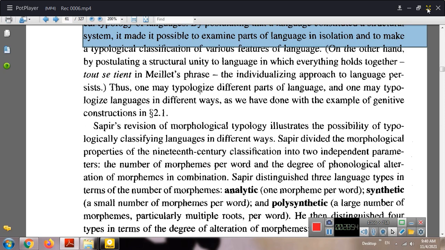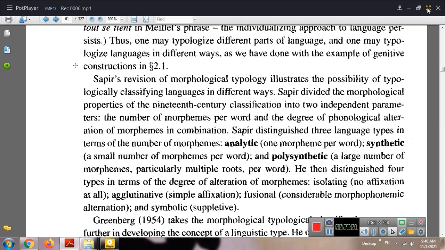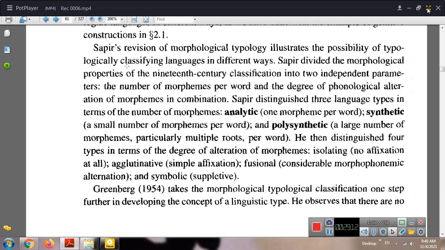Sapir's revision of morphological typology illustrates the possibility of typologically classifying languages in different ways. Sapir divided the morphological properties of the 19th century classification into two independent parameters: the number of morphemes per word and the degree of phonological alternation of morphemes in combination. Sapir distinguished three language types in terms of number of morphemes.